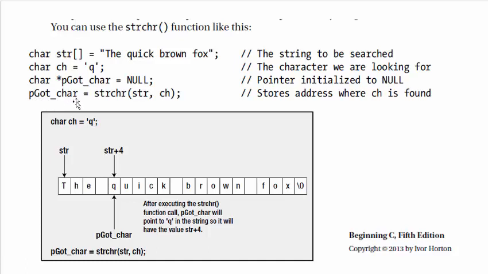This stores the address where the character is found, which will happen to be at the beginning of the string +4: 0, 1, 2, 3, 4. So an address will be stored here when you execute that code.